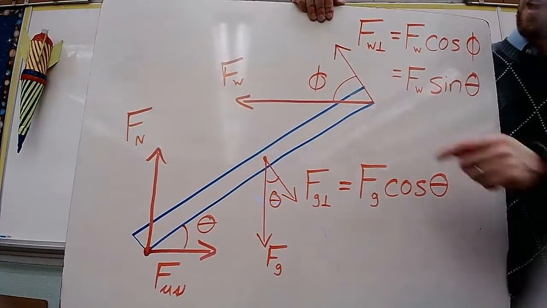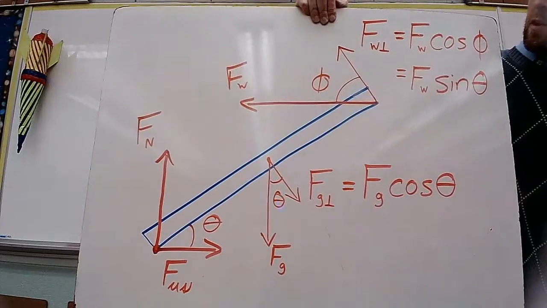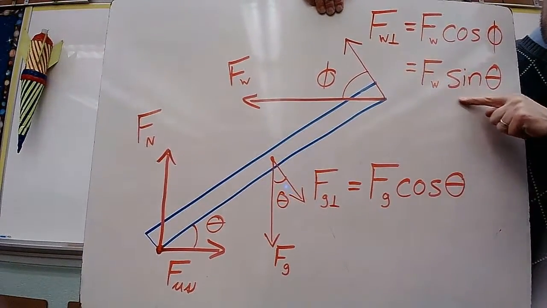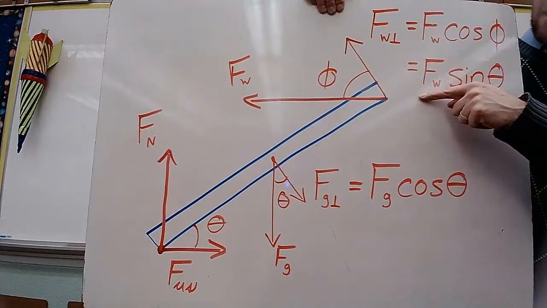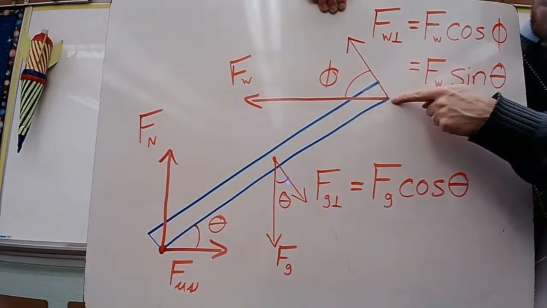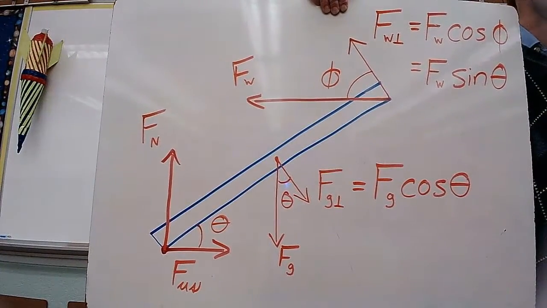So this is an example where this angle and this angle are exactly offset. And so what that means is cosine of phi is equal to sine of theta. That's where this comes in. This is the force acting perpendicular to the wall. That's where this comes from. That's because we're dealing with the triangles. Yes.